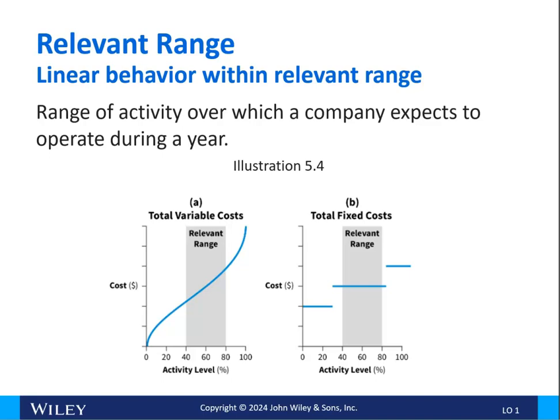So the range of activity over which a company expects to operate during the year is the relevant range. If we highlight the relevant range here, you can see the variable costs are going to be linear, like we talked about before. So as you increase activity levels, your total variable costs are going to increase. And then total fixed costs within that range are going to be flat. They're not going to change within that range. So we can say that fixed costs don't change, and variable costs are more linear in the relevant range.